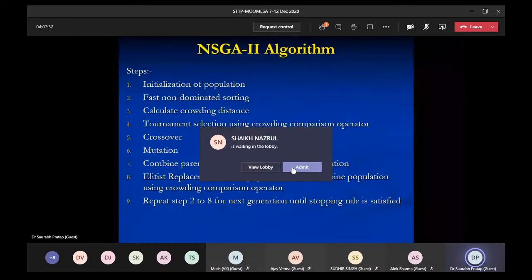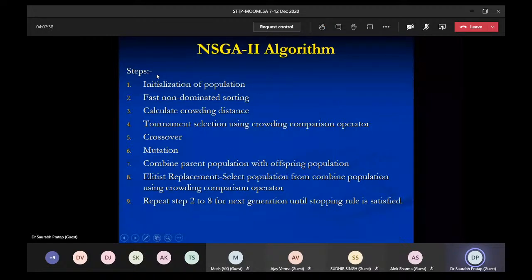Now these are some steps. Initially we have to initialize the population. Then, after the initialization, we have to go for the fast non-dominated sorting, and then calculate the crowding distance, and after the crowding distance calculation we use tournament selection, and after that we go for crossover. These are the well defined operators of GA. Actually, the crossover is basically used to determine the local optimum solution.